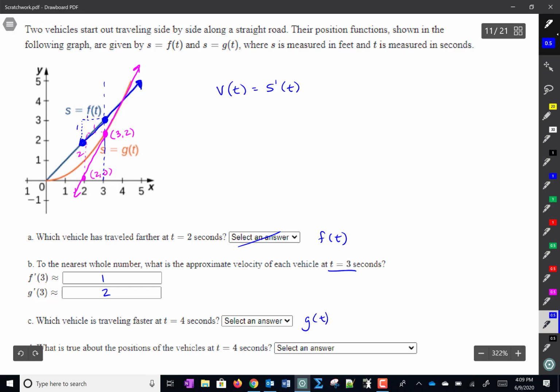And what's true about the positions of the vehicles at t equals 4 seconds? The two vehicles are at the same position, so their y value agrees. And if they're at the same position, that means that they're at the same place. So whichever answer is closest to that. So the vehicles are in the same place.